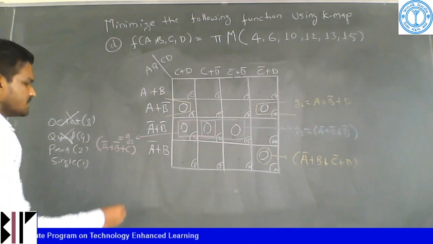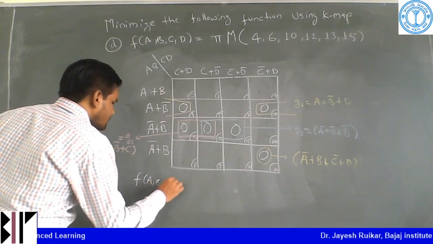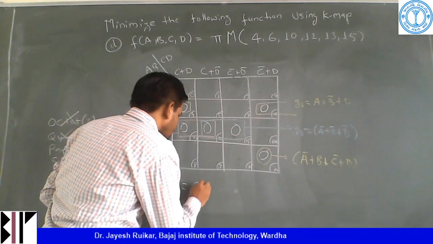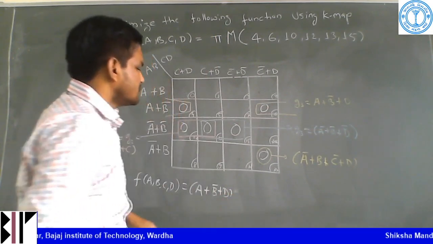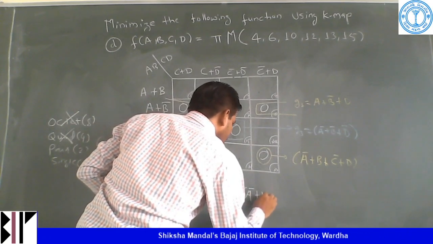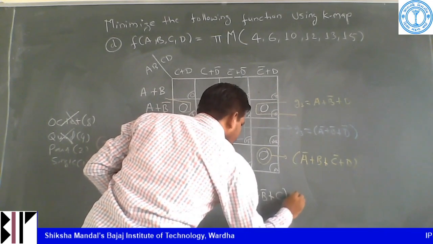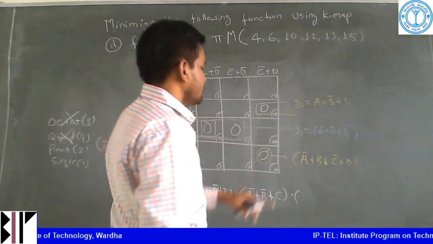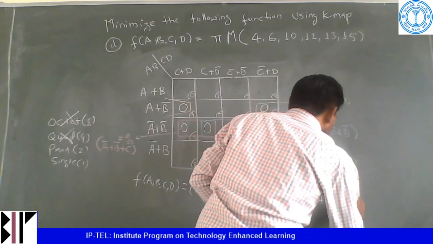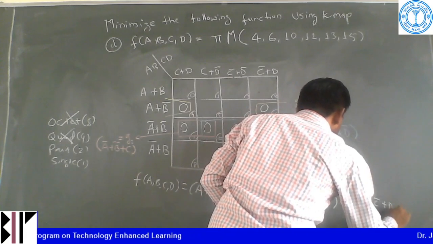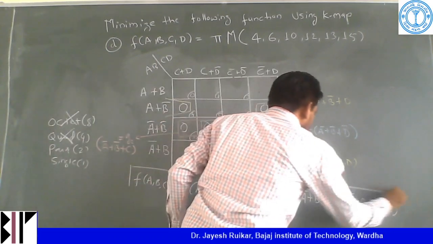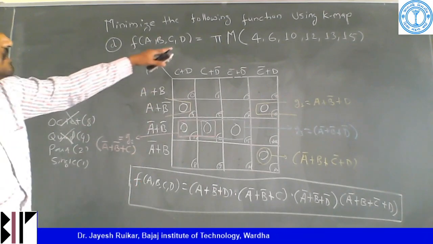And then the final expression or minimized expression, we can write: function of A B C D is nothing but group 1, A plus B bar plus D, multiplied with group 2, A bar plus B bar plus C, multiplied with group 3, A bar plus B bar plus D bar, and group 4, A bar plus B plus C bar plus D. So this is my final expression, the minimized expression using K-map.